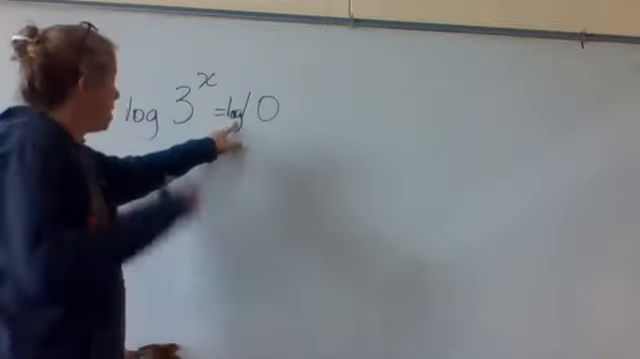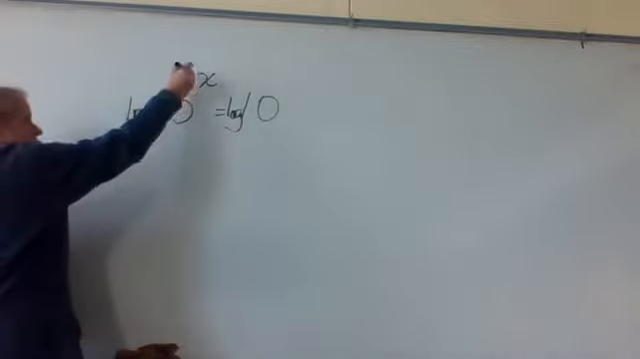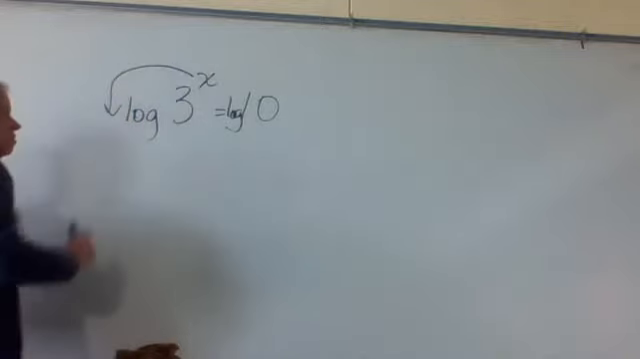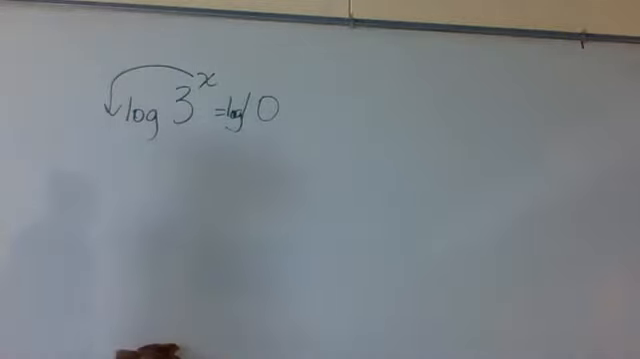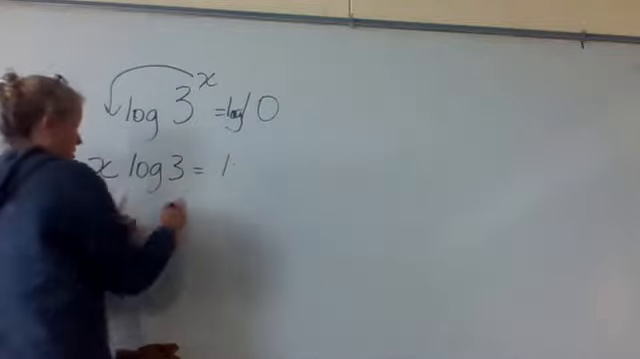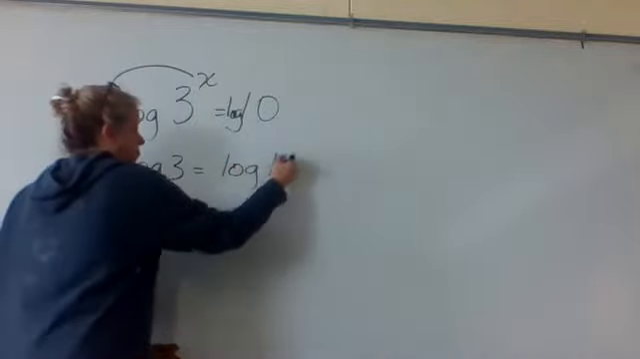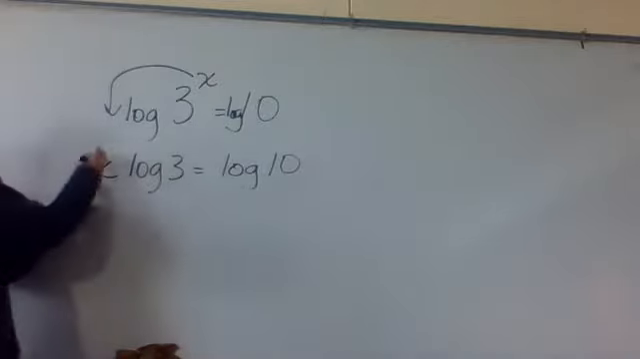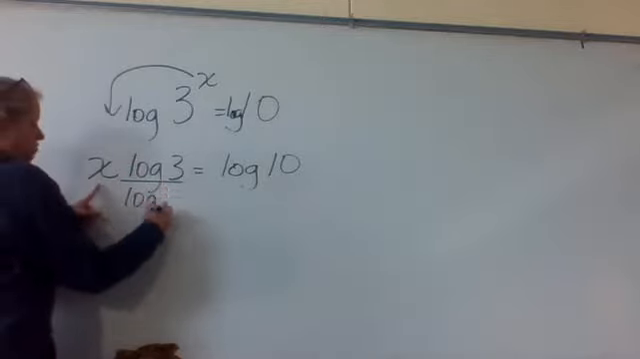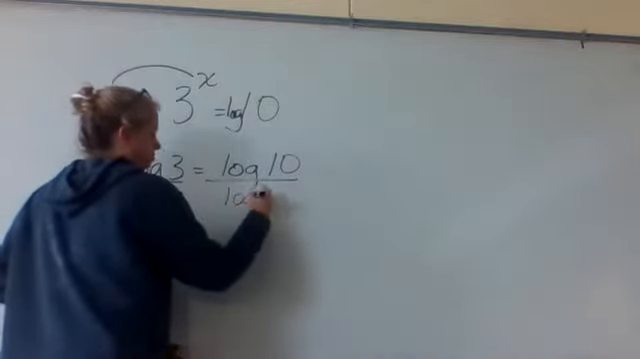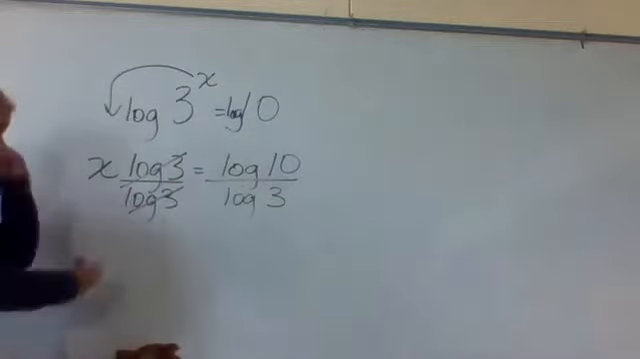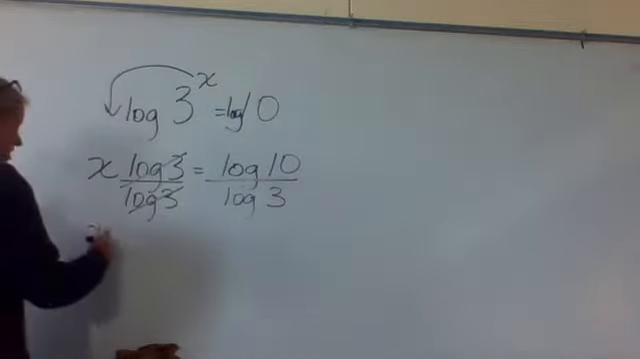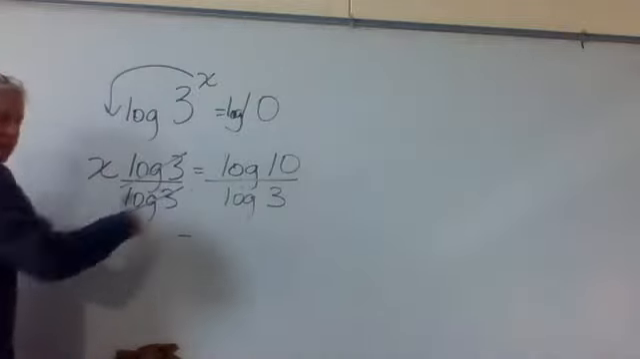If you do one thing, you have to do the same thing to the other. So that's why I'm logging both sides. And the reason I'm doing that is because now I can rewrite this with the x down in front of the log. So x log of 3 equals log 10. So how do I get the x by itself? I just need to divide by that log 3 to cancel it. So here's my x equals. That's calculator work.